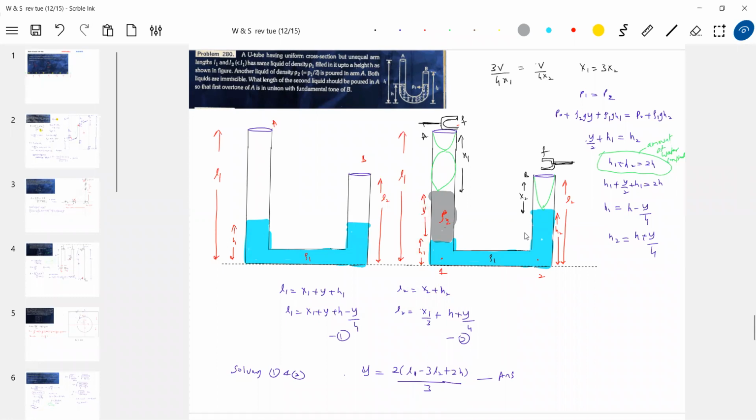Here, suppose some X length of liquid has come down. Can we bring a relation between Y and H? Then the answer will come directly in terms of it. This liquid will come down, and it should rise up.